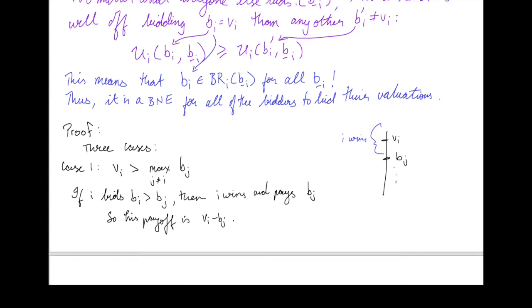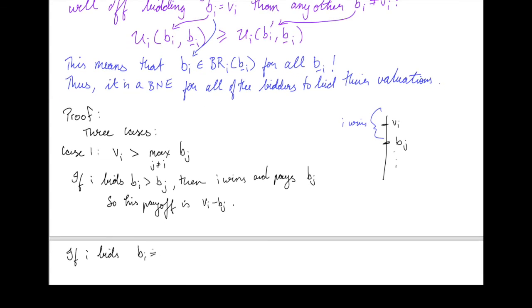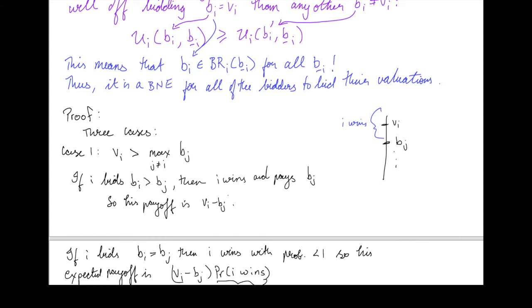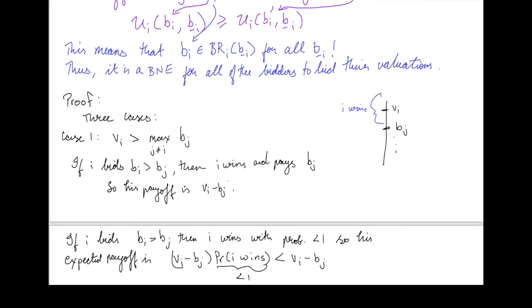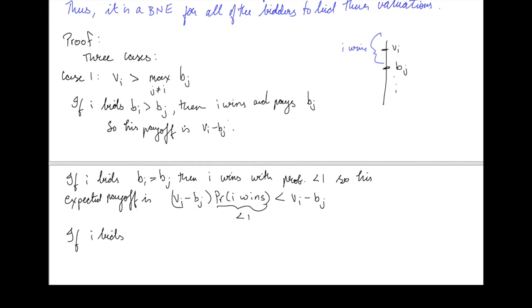However, if he bids bi equal to bj, then i only wins with less than 1 probability, but when he wins, he still gets this payoff. So his expected payoff is vi minus bj if he wins times the probability that i wins, and this thing is less than 1. So his total expected payoff is less than vi minus bj, which is the payoff he would get if he bid greater than bj, including vi. Finally, if he bids some bi less than bj, then i loses for sure and gets a payoff of 0.